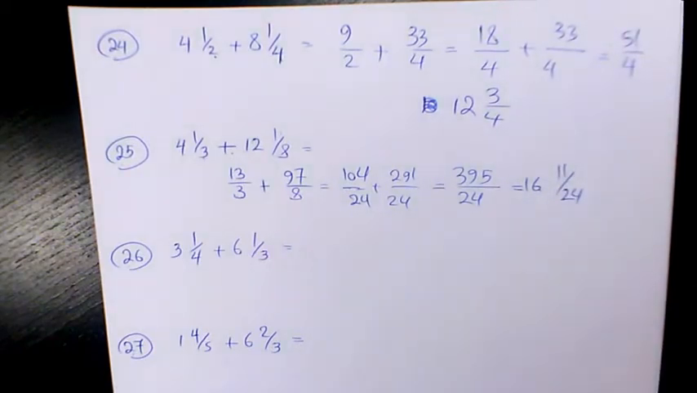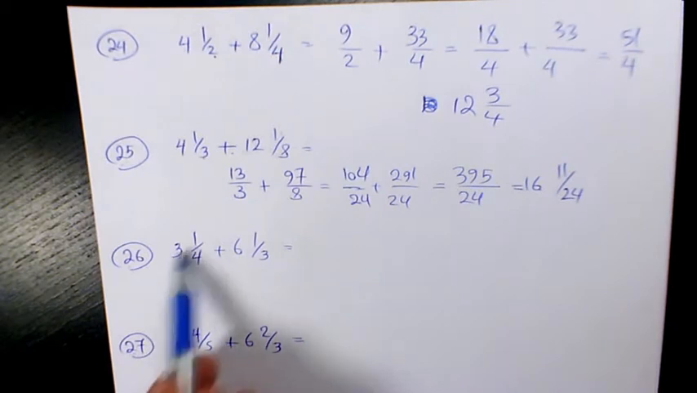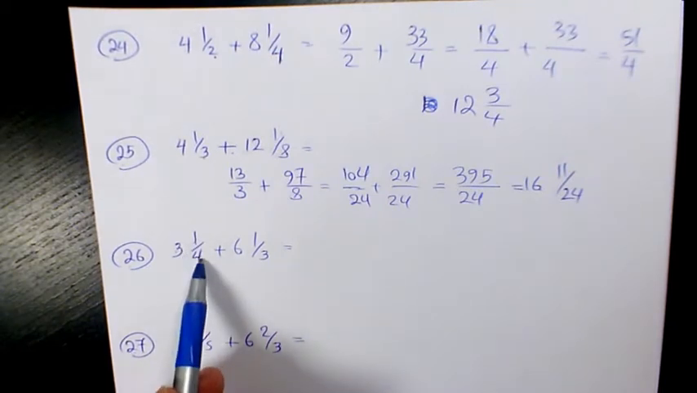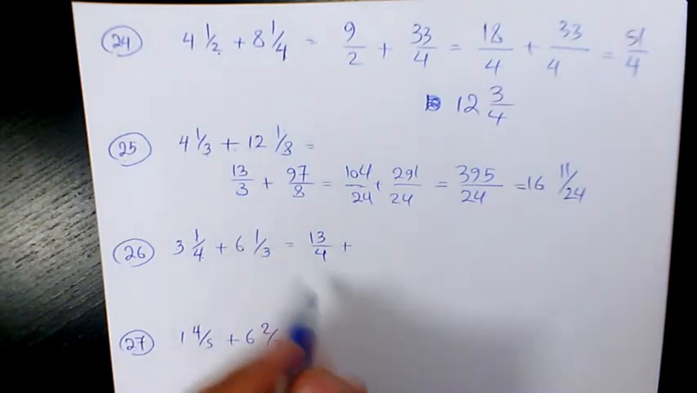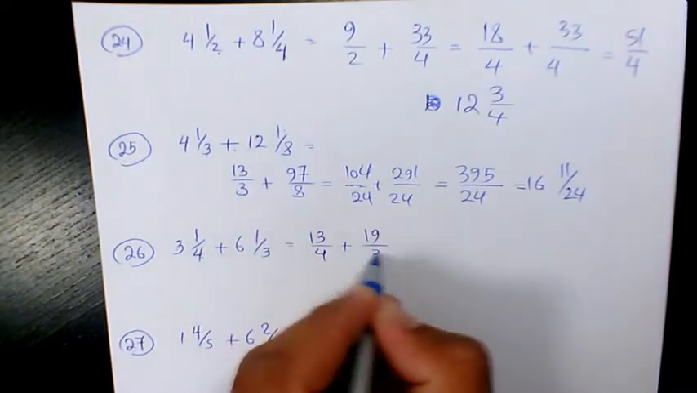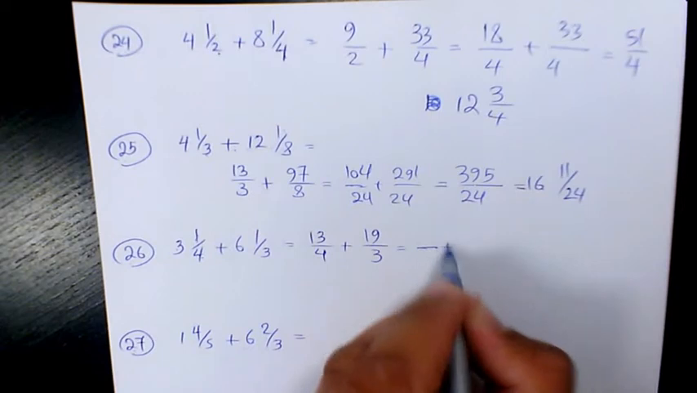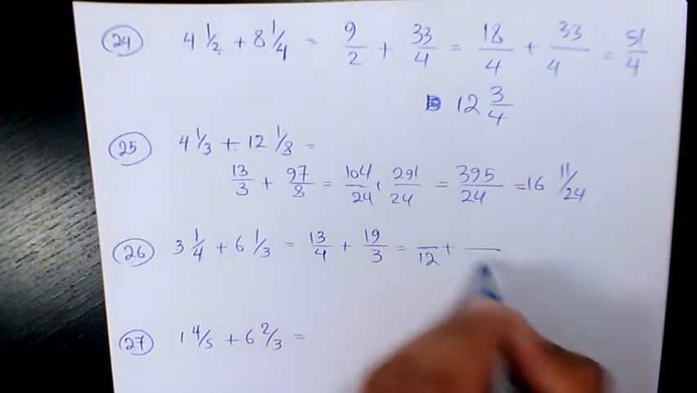Now next one, 3, 1 over 4. It's going to be 3 times 4, 12, plus 1, 13 over 4. 6 times 3, 18, plus 1, 19, 19 over 3. We need to have the common denominator. 3 and 4 is going to be 12.